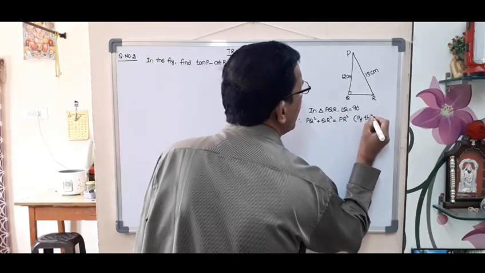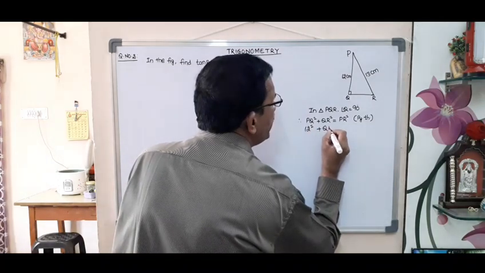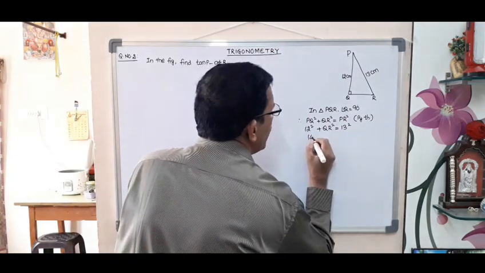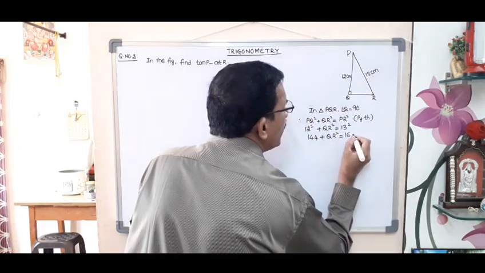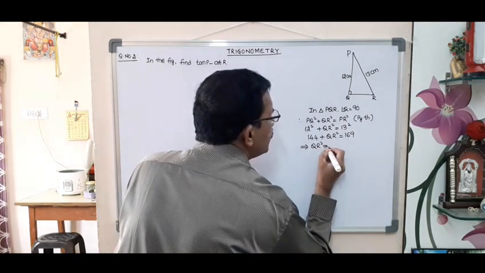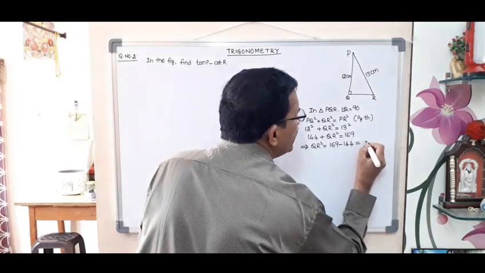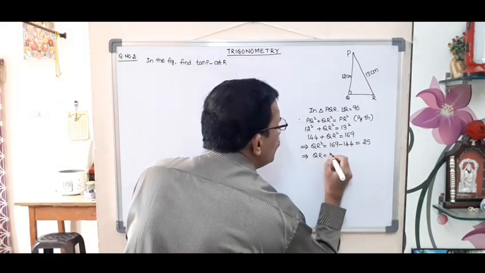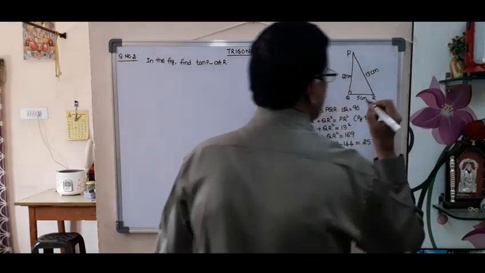Pythagoras theorem. PQ length is given 12 square plus QR we need to find PR square 13 square. 12 square is 144 plus QR square is equal to 169, implies QR square is equal to 169 minus 144, which is equal to 25, implies QR is equal to 5 centimeters. So QR length is 5 centimeters.